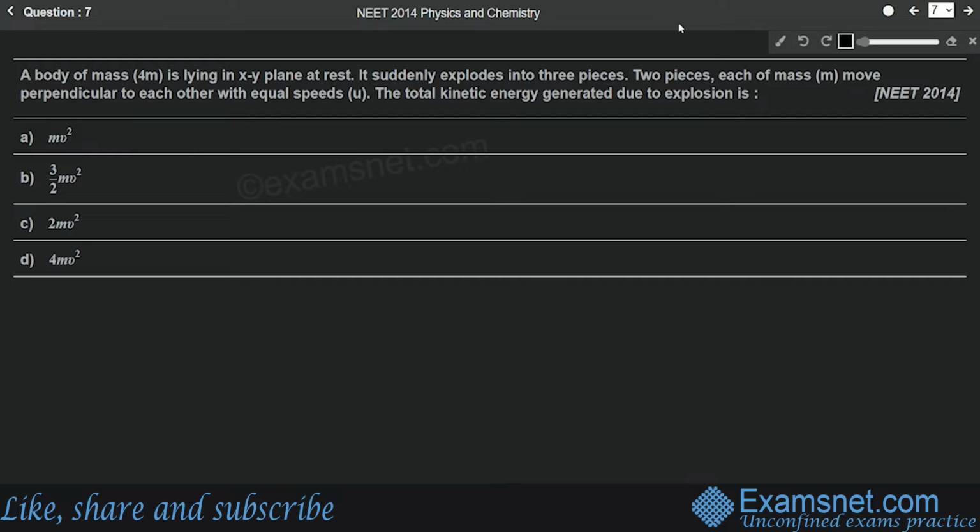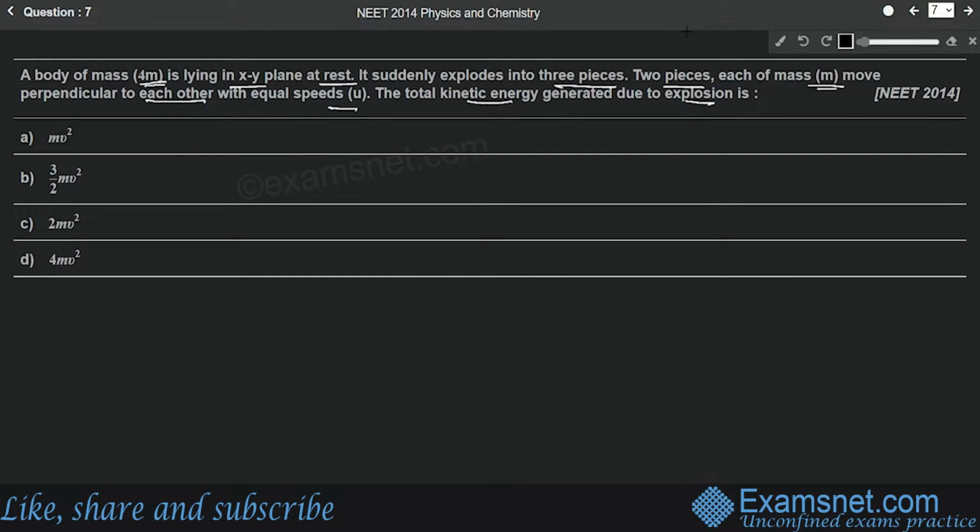Question number 7 is from the chapter Work, Energy and Power, and the question is, a body of mass 4m is lying in the xy plane at rest. It suddenly explodes into 3 pieces. 2 pieces each of mass m move perpendicular to each other with equal speeds u. The total kinetic energy generated due to explosion is.